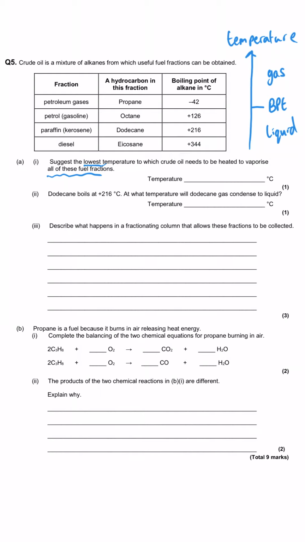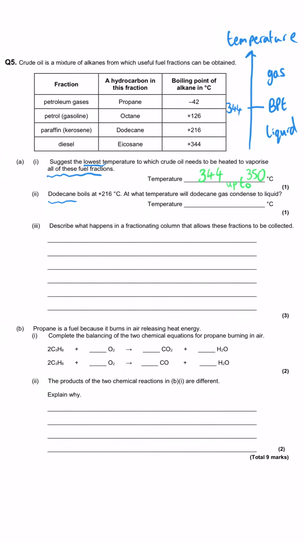And so in order to vaporize all 4 of them, we would need to heat it to 344 or above. So in fact, there would be a number of acceptable answers for this question. So anything from 344 to, say, up to 350 degrees C. So we've got a range of possible answers. And so once you hit 344, this number on the side, we would then have evaporated all 4 of those fractions.